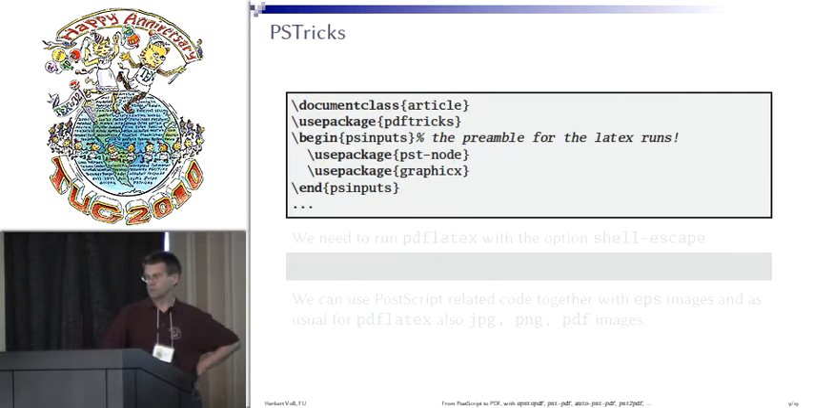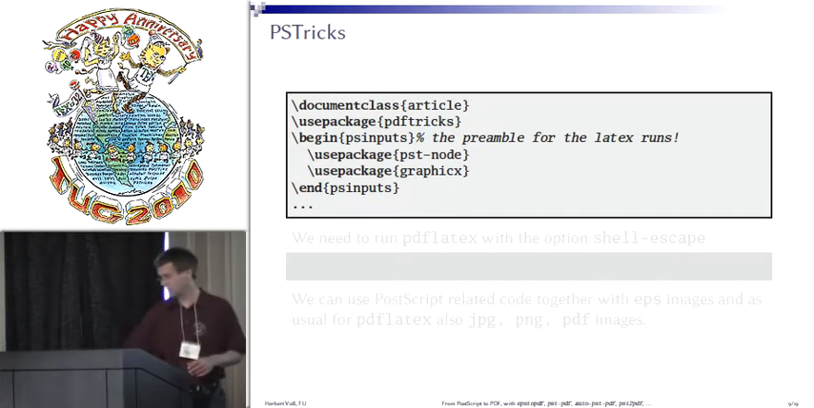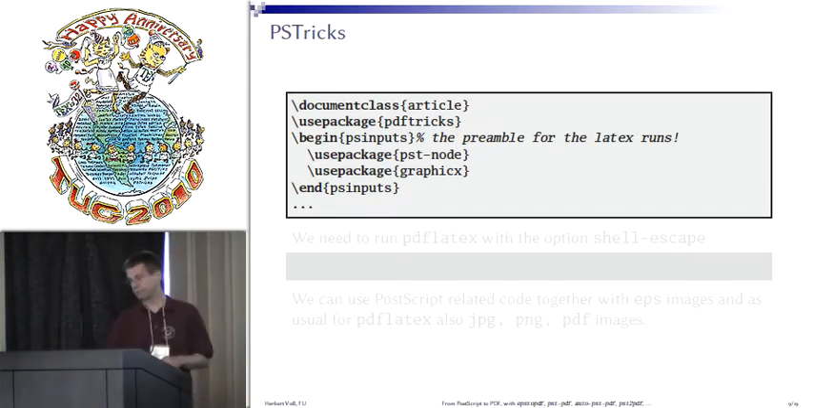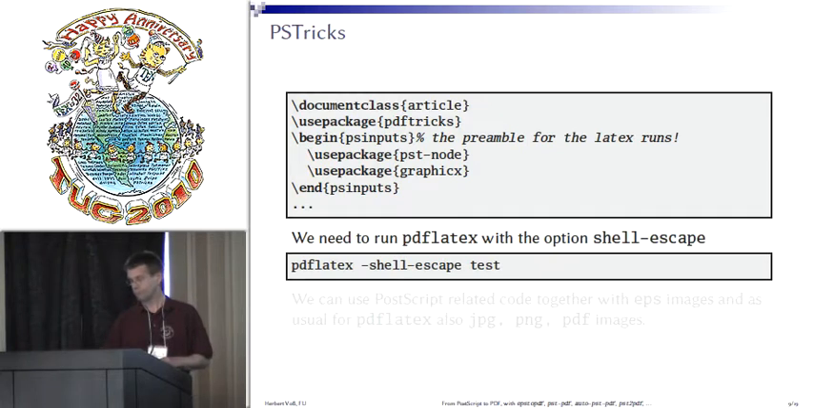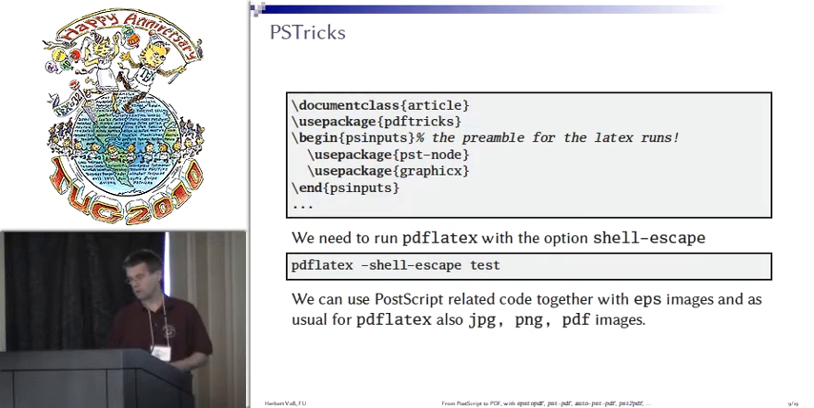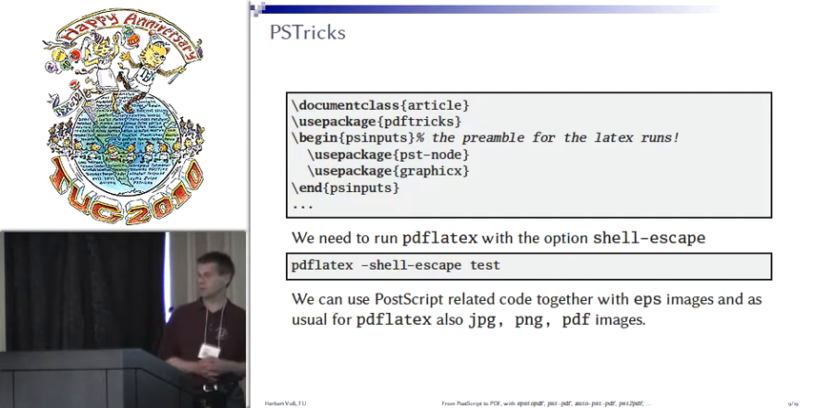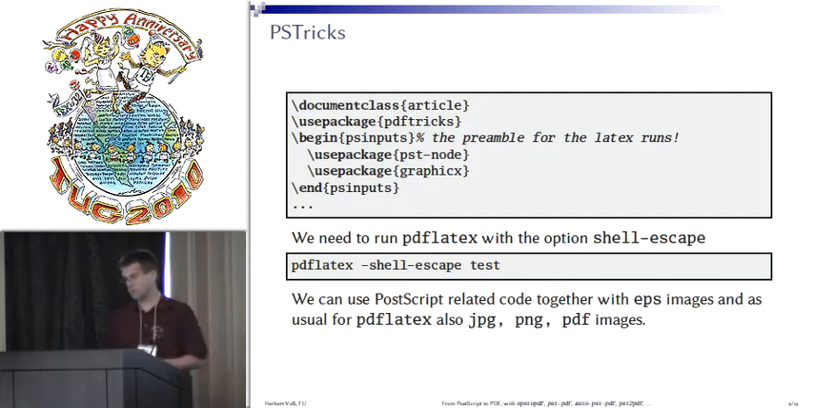So, using PSTricks with PDF LaTeX, the first package was PDF Tricks. It had nothing to do with PDF itself because it enables only the system to use PDF LaTeX in the last run. In the first run, you always need a LaTeX run. And you could use the first time JPEG, PNG, or PDF images together with PostScript related code.